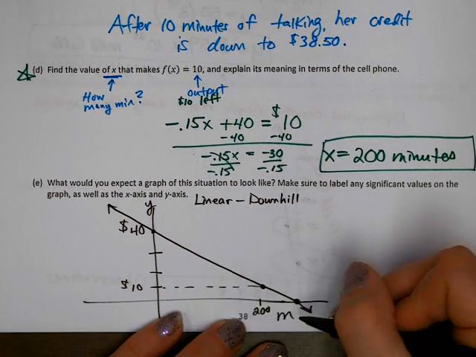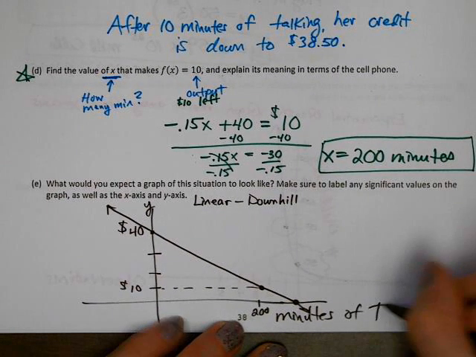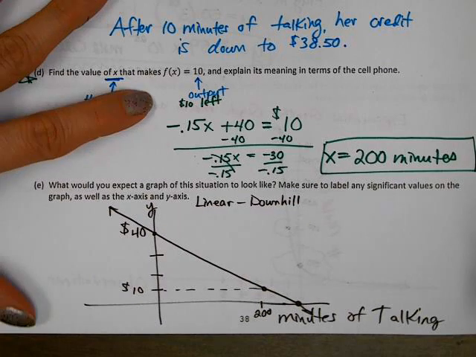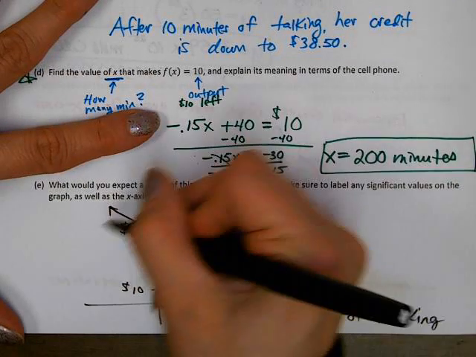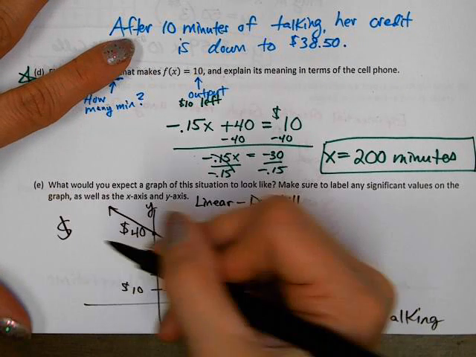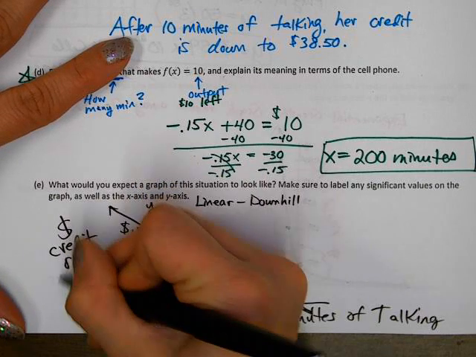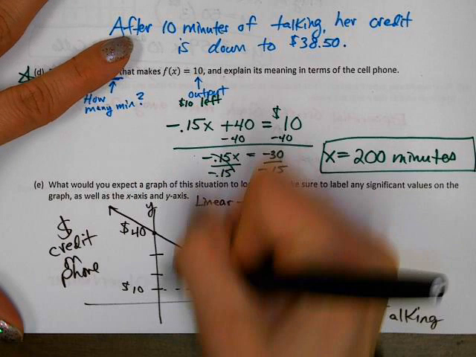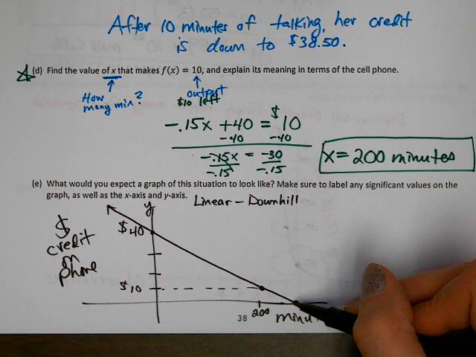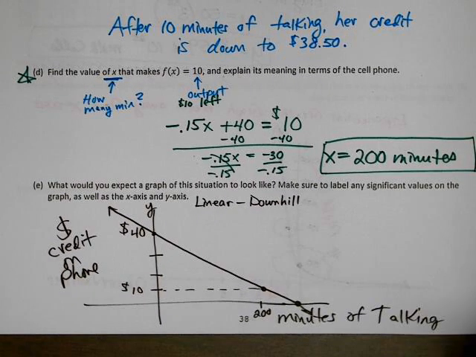So the x-axis is minutes of talking, and the y-axis is money, how much credit she has on the phone. It's going down, down, down. How can we figure this out? How can I figure out an x-intercept?